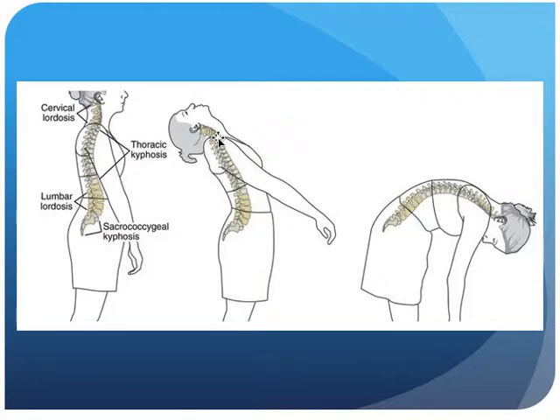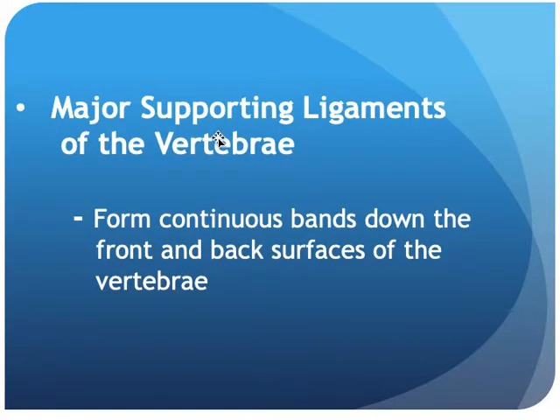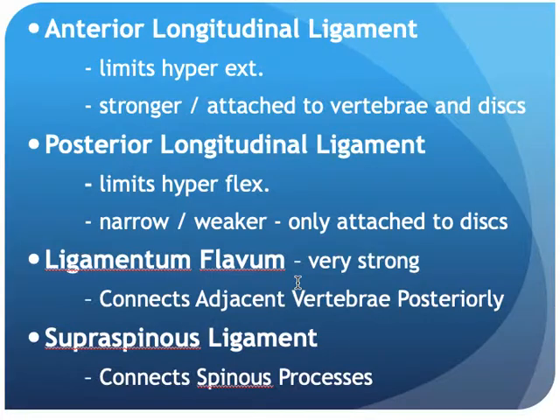Because again, spinal cord injuries are really, really dangerous. Okay, so we have these major supporting ligaments of your vertebrae, and you're going to have ligaments on each side of the vertebrae, but they form these continuous bands down the back and front surfaces. This is more for our labeling purposes for our practicals. We're going to have an anterior longitudinal ligament, a posterior longitudinal ligament, a ligamentum flavum, and then a supraspinous ligament.